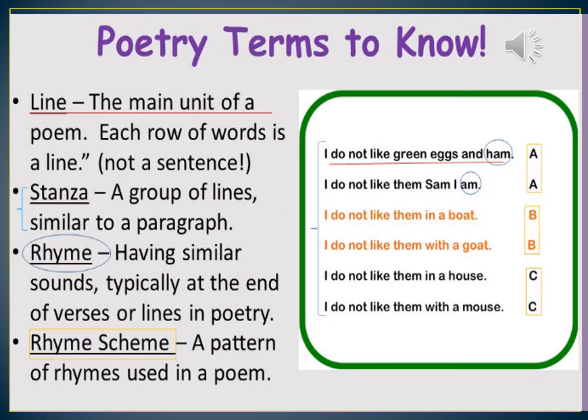Some more basic literary terms to know are rhyme and rhyming scheme. Rhyme is having similar sounds, typically at the end of the verses or lines of poetry. Rhyming scheme is a pattern of rhymes used in a poem.